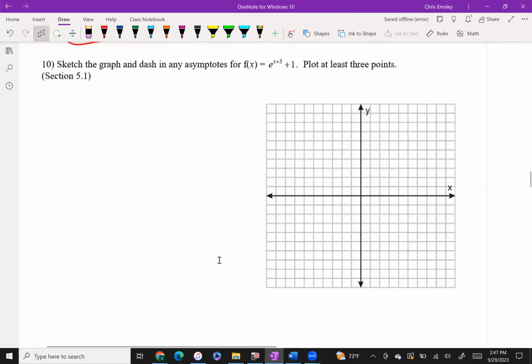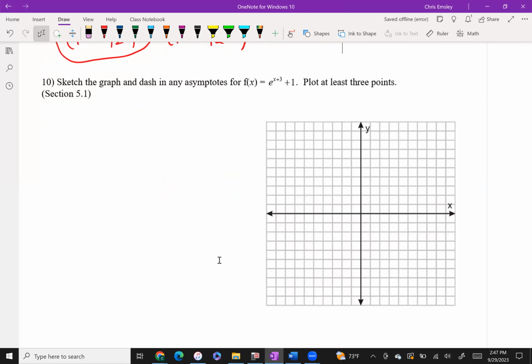Next up, sketch the graph and dash in any asymptotes. We do need to remember that exponential functions, which is what we have here, do have asymptotes. The parent function of this one would be e to the x. That's our natural exponential function. Plus 3 means it has been shifted 3 units to the left, and plus 1 means it has shifted 1 unit up. It is helpful if you remember, I'm just going to sketch it in here lightly, that the parent function has an asymptote at 0. It has a y-intercept of 1, and it is increasing. This is a rough sketch. That's not exactly what it looks like, but that gives us an idea.